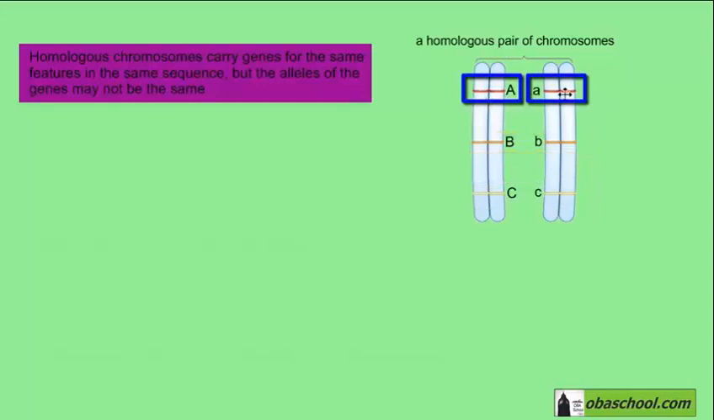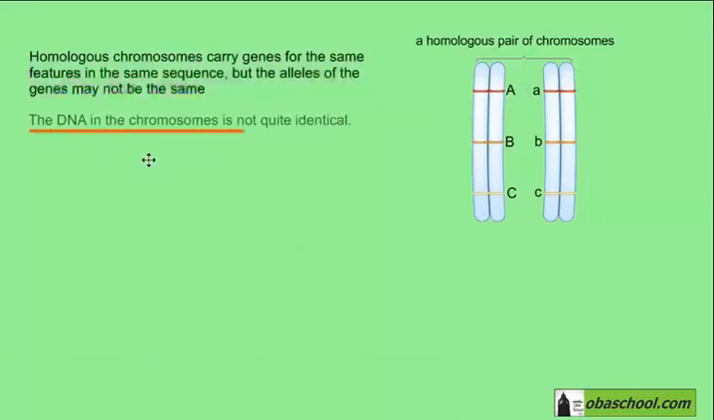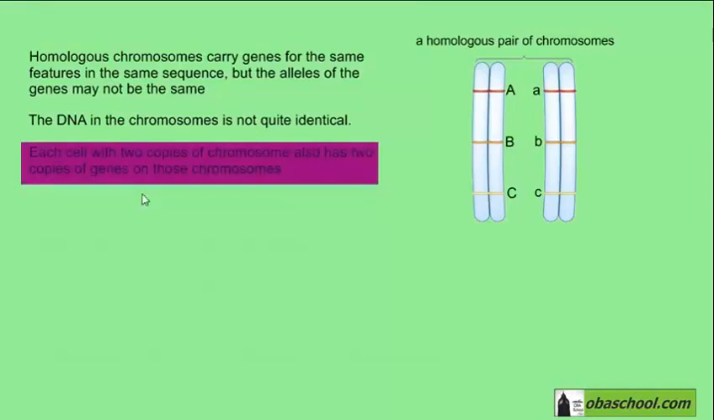This is gene A. It is found expressed as different alleles on each chromosome. And this is why the DNA in the chromosomes in homologous pairs is not identical. Yes, they have the same genes, but different alleles are expressed for those genes on each chromosome in the pair. And each cell with 2 copies of chromosomes also has 2 copies of genes on the chromosome.